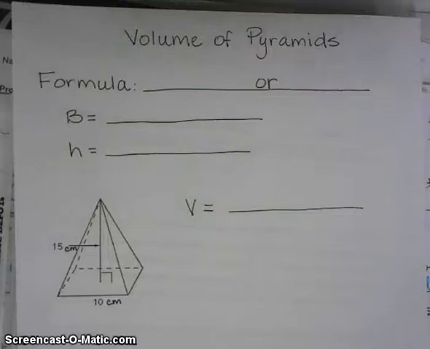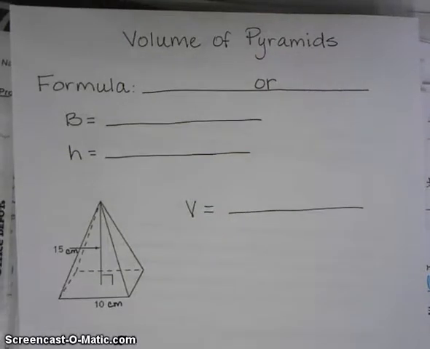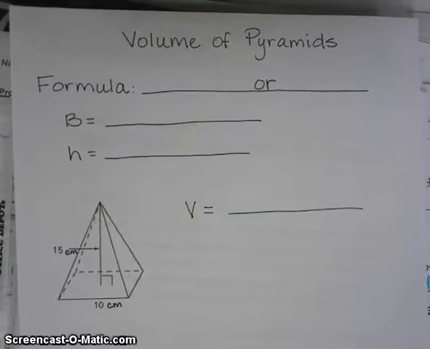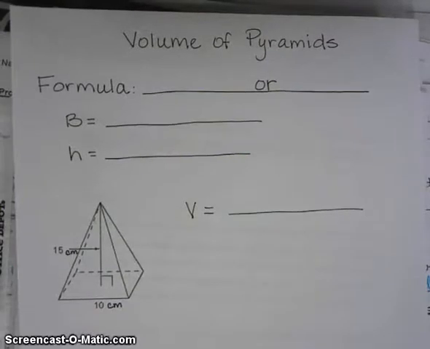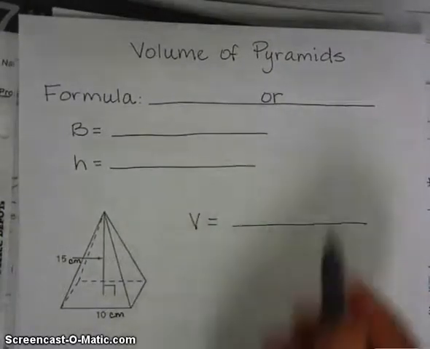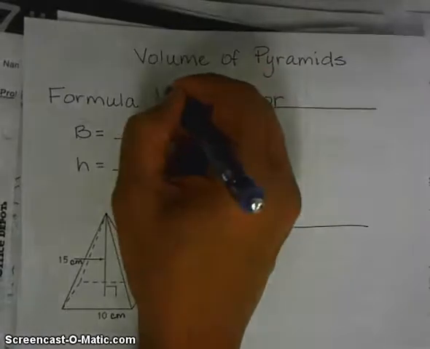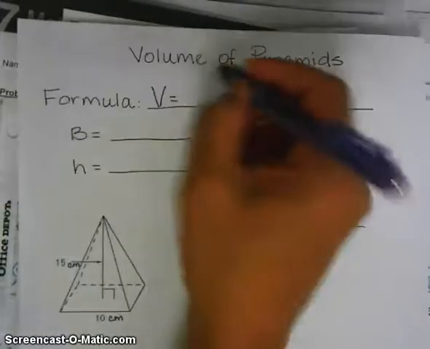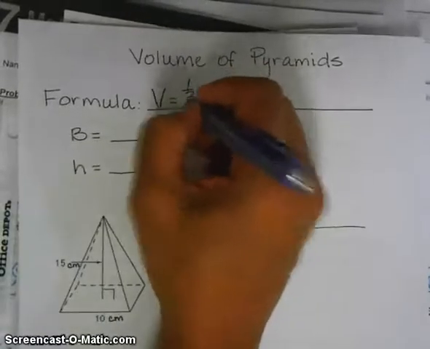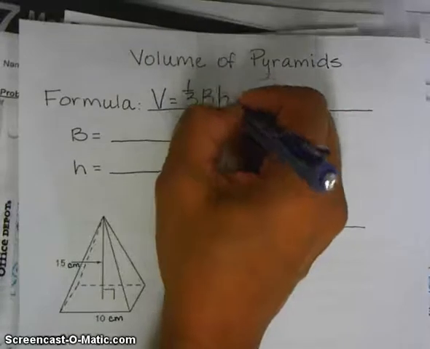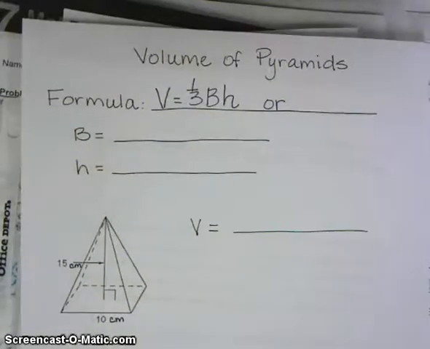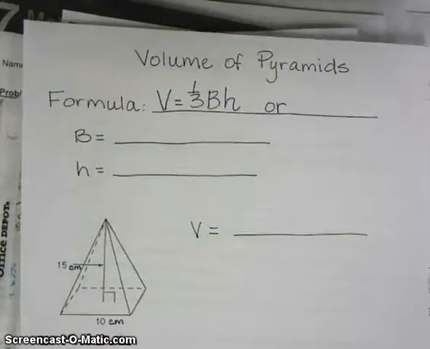This video is to revisit volume of pyramids. You should have checked your formula chart to get the formula that you are going to need to solve the volume of a pyramid. On your formula chart, under volume of pyramids, you would see volume equals 1/3 capital B H. Check your answers to make sure that that is the formula that you have.